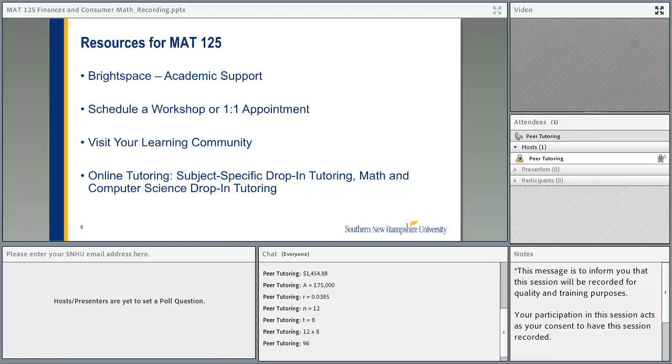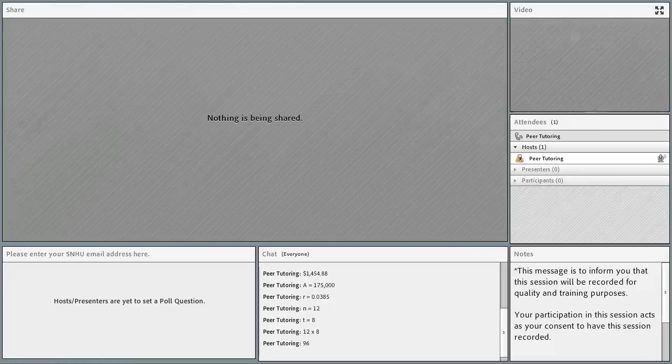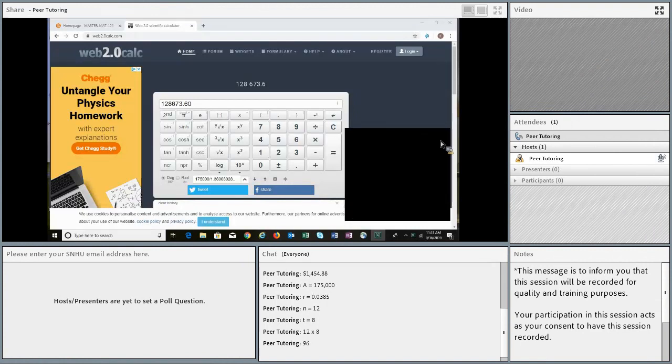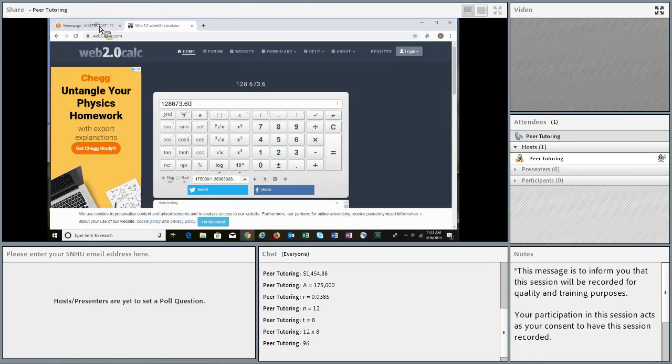So again, as always, some resources right now for you for MAT-125. Right in your course in Brightspace, you can navigate to academic support. You can schedule a workshop or one-on-one appointment with a peer tutor or a STEM coach. You can visit your learning community, and you can also access online tutoring. And right now we have Smart Thinking and NetTutor.